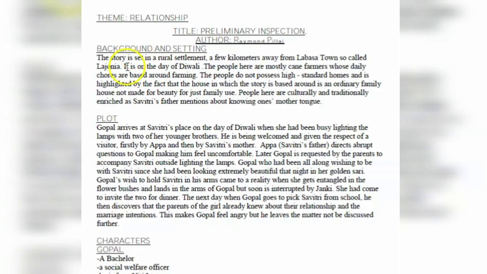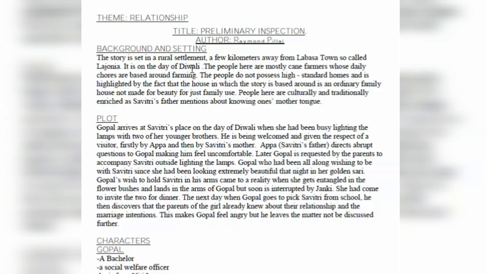So our story is set, and this is the physical place where it takes place, in a rural settlement a few kilometers away from Labasa town, called Lajonia. It is on the day of Diwali. So Diwali will be our background. If you remember your year 11 short story, A Day in the Country, under the theme humor, the background was during Easter, but the setting was at a cow paddock field where the hockey game was taking place.